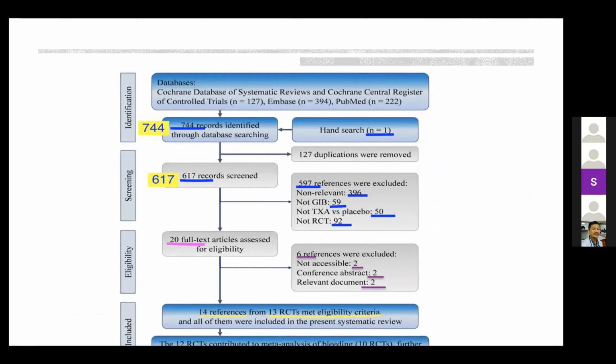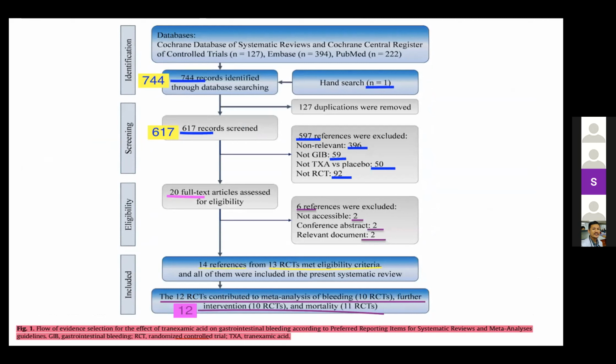I say yes, because they initially chose 744 papers. Among them, one was a hand search and others were from Google and PubMed and EMBASE and everything. Among them, they excluded 127 papers because these papers looked like duplications. They might find some abnormality or some copy paste from that. That's why they excluded 127. Then they chose 617. Among them, 597 papers were excluded because 396 papers were irrelevant, and 59 papers were not GI bleed. And among them, 50 papers were not tranexamic acid versus placebo, and 92 papers were not randomized controlled trials.